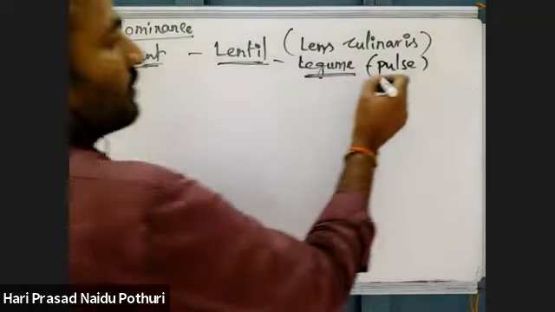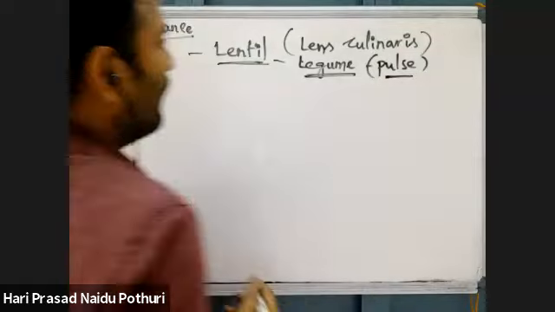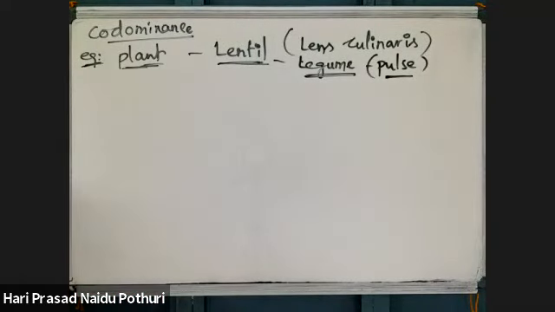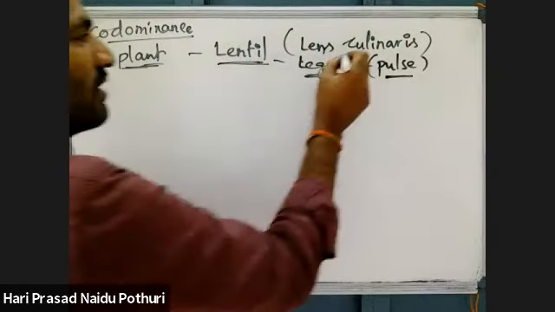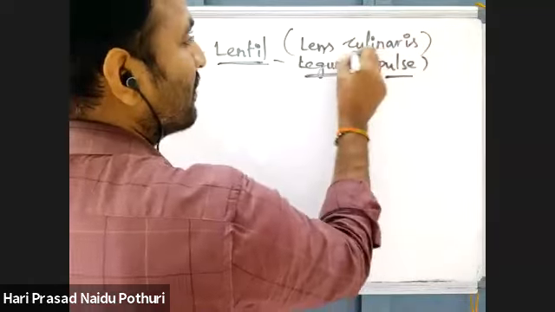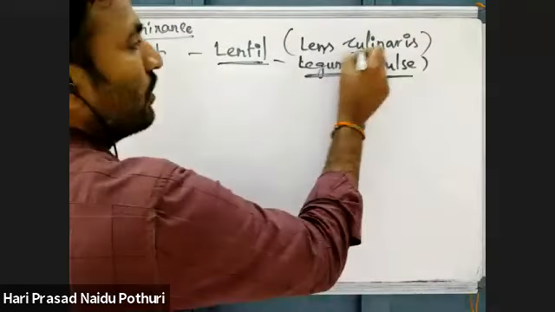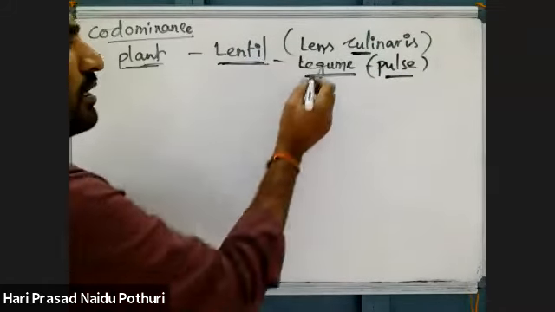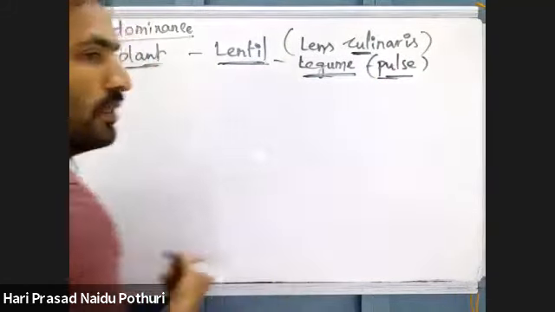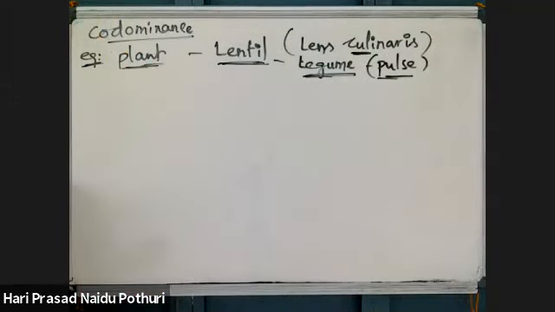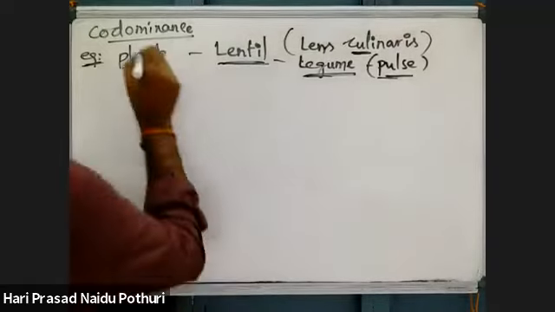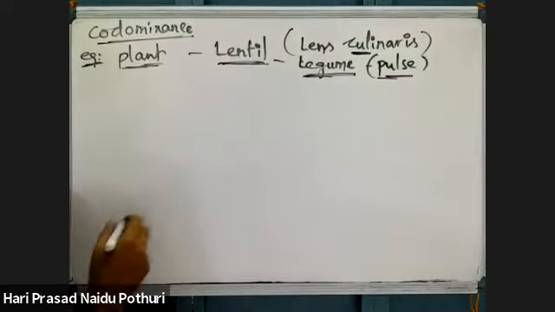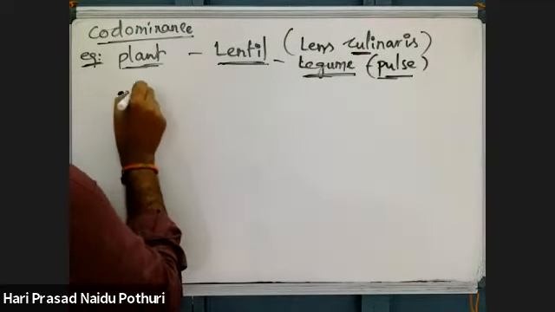Okay? This Lens culinaris, sorry, not cumularins, cumularins is another species. Lens culinaris is a lentil which belongs to the legume family, a type of pulse which is grown in North America. Here it is also showing codominance. There are two varieties.